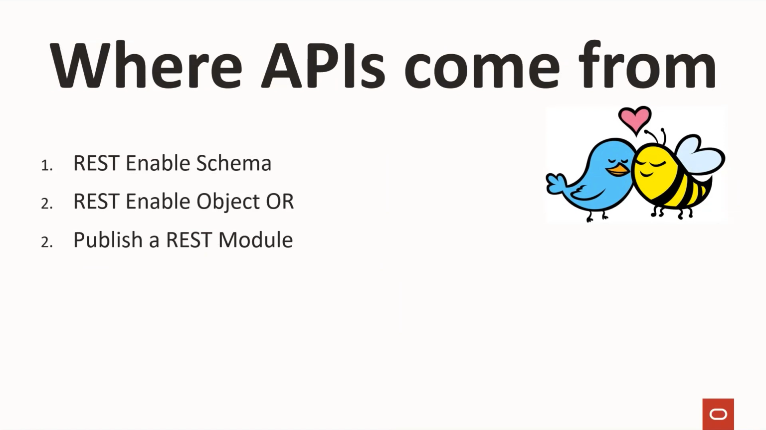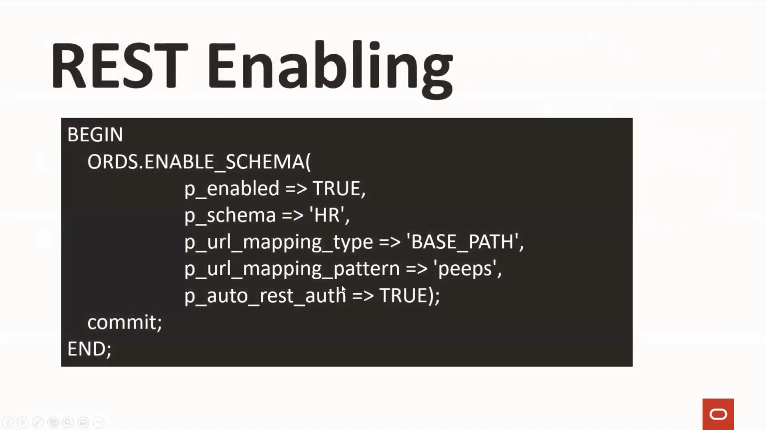Those APIs could be what we call the auto APIs, where you take a table and we enable it, or it could be the code that we're writing, like the selects, the begin, PLSQL call blocks. REST enabling a schema looks like this.